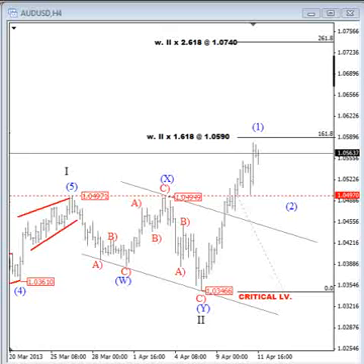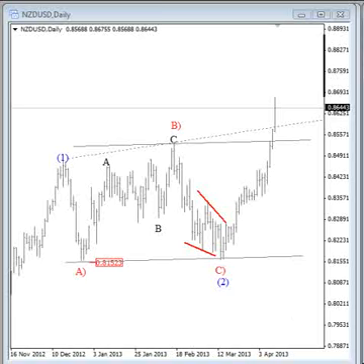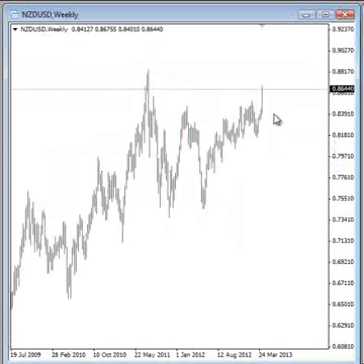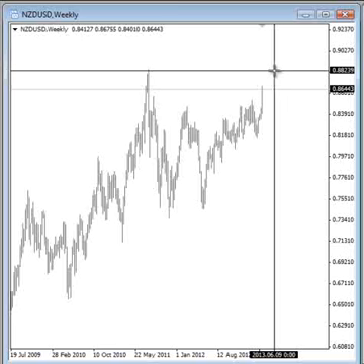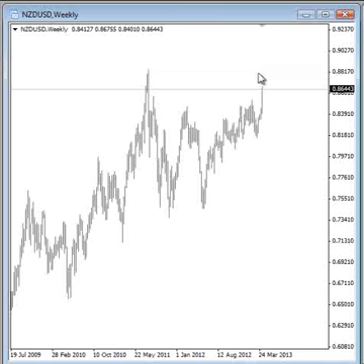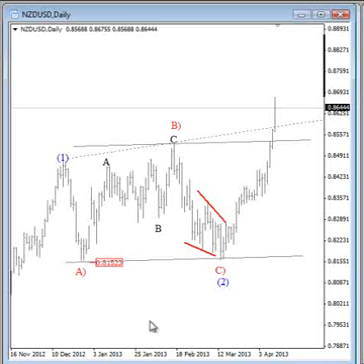On the New Zealand dollar, we have a slightly different wave count, but still looking in the same direction. Firstly, let me check the weekly chart. You can see here that the market is now breaking higher above these previous swing highs. So it looks like we are on the way towards this high. So there is room for a trade to the upside here towards the 0.880 level.